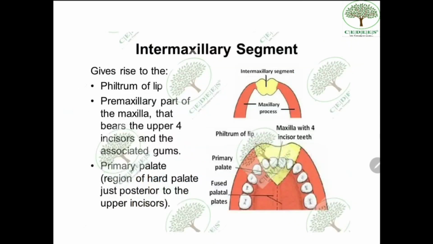So to sum it up, intermaxillary segment is formed by the fusion of the 2 medial nasal processes in the midline. It's going to give rise to the philtrum of the lip, the premaxillary part of maxilla which bears the upper 4 incisors, and the primary palate, which is the region of the hard palate just posterior to the upper incisors. So only this portion of the palate, this is the premaxilla up till the teeth, this portion of the palate called the primary palate, and the philtrum. All these 3 are going to develop from the intermaxillary segment.